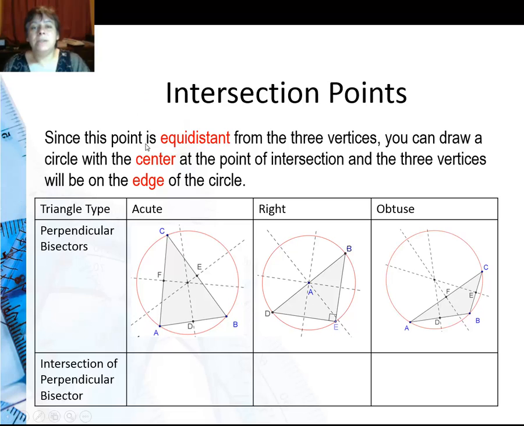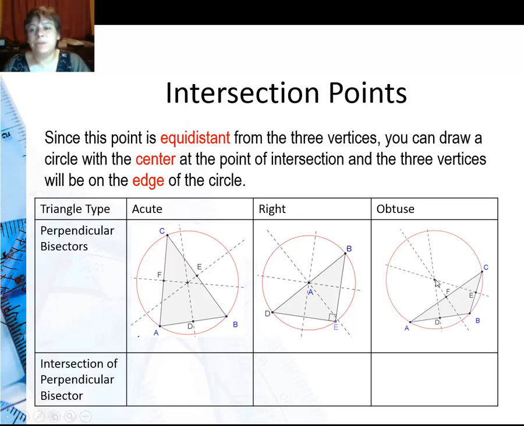So, since this point is equidistant from the three vertices, you can actually make a circle. So when we had the acute triangle, there's that little intersection. This point is equidistant from A and B, and also, because it's on this perpendicular bisector, it's equidistant from C to B. Since the distances to A, B, and C are the same, that is the center of my circle that goes through A, B, and C. And this also holds, whether it's a right triangle or an obtuse triangle.